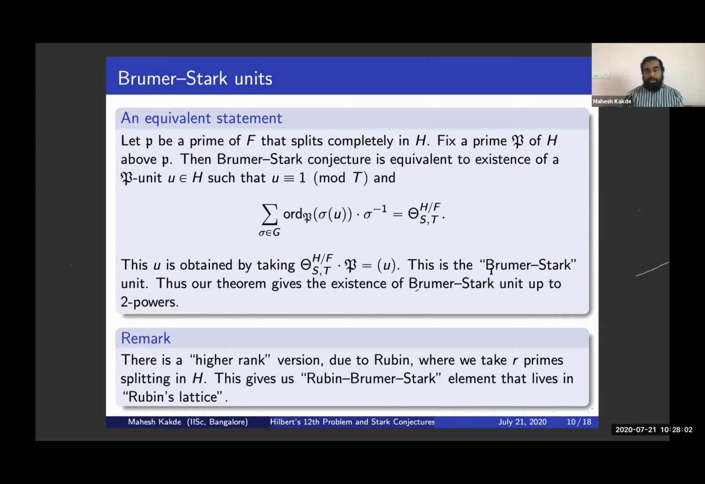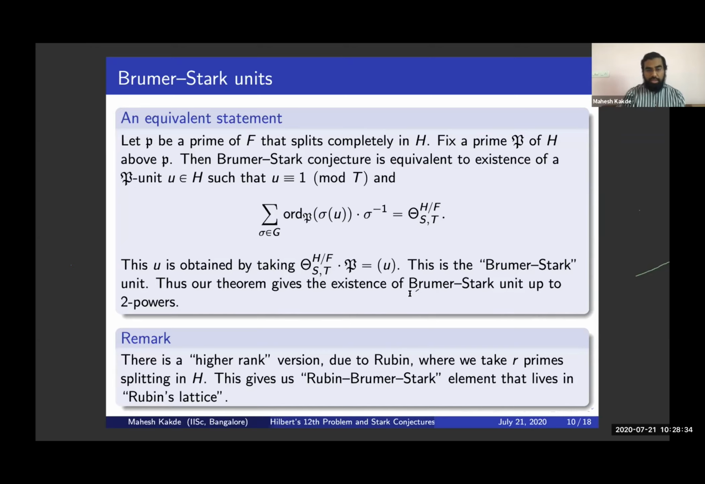Now, if I let theta act on it, that annihilates it. So I get the trivial class, and a trivial class, by definition, means that I get a principal fractional ideal. So I get this U, which is congruent to 1 mod T and so on. So that's the U that I want, just by definition. That's how you go from the annihilation statement to the existence of this Brumer-Stark unit. So I'll call this the Brumer-Stark unit.